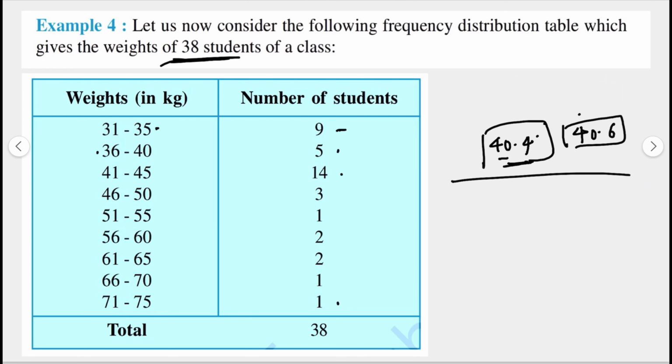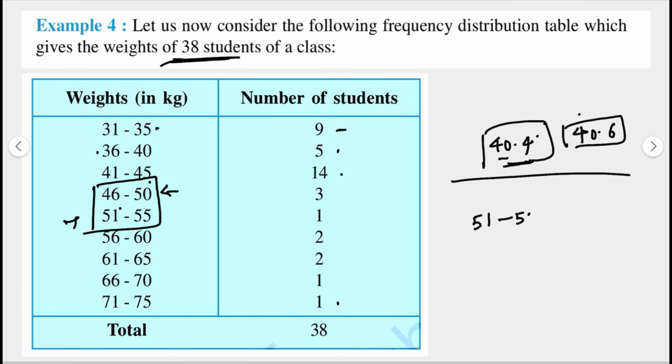Now in order to do that, we'll choose any two continuous intervals, like say these two: 46 to 50 and 51 to 55. In these intervals we'll take the lower limit of the higher interval and the upper limit of the previous interval. So we have this 51, which is the lower limit of this interval, and we'll take this 50, which is the upper limit of the previous interval.